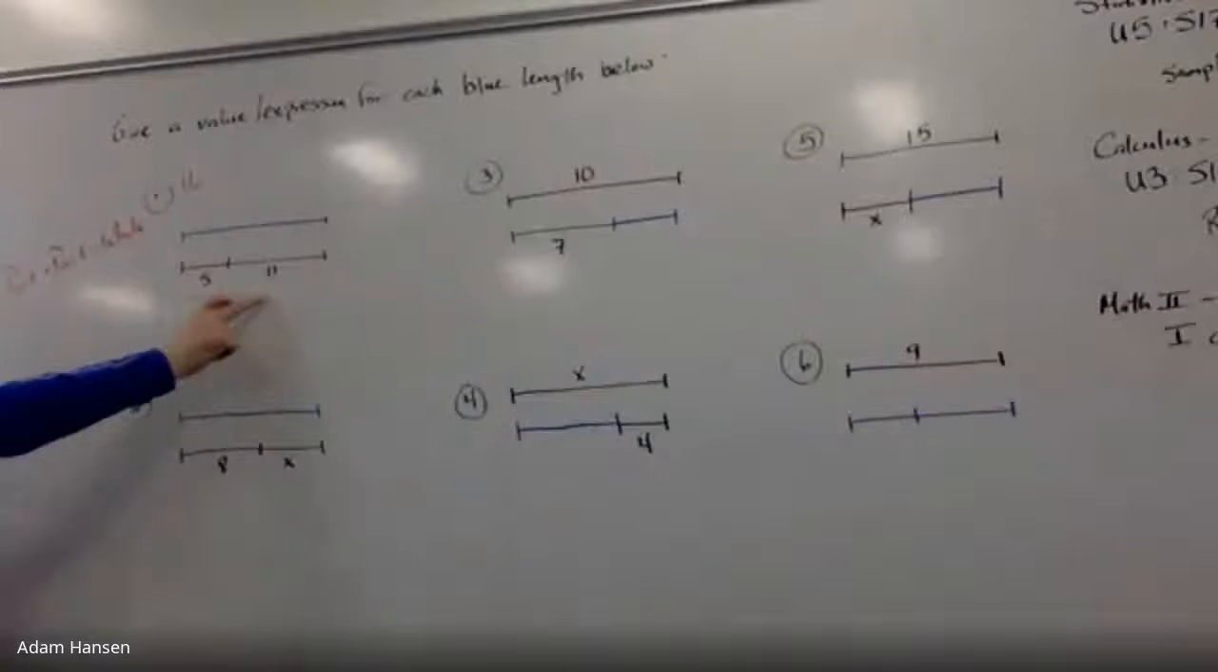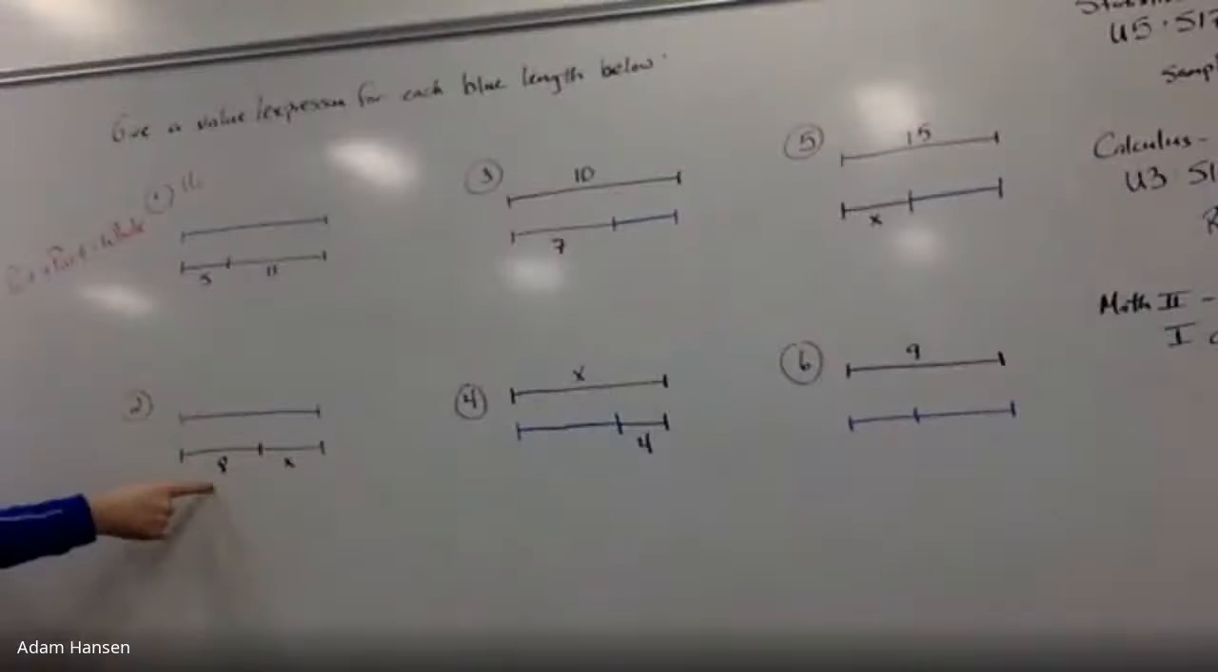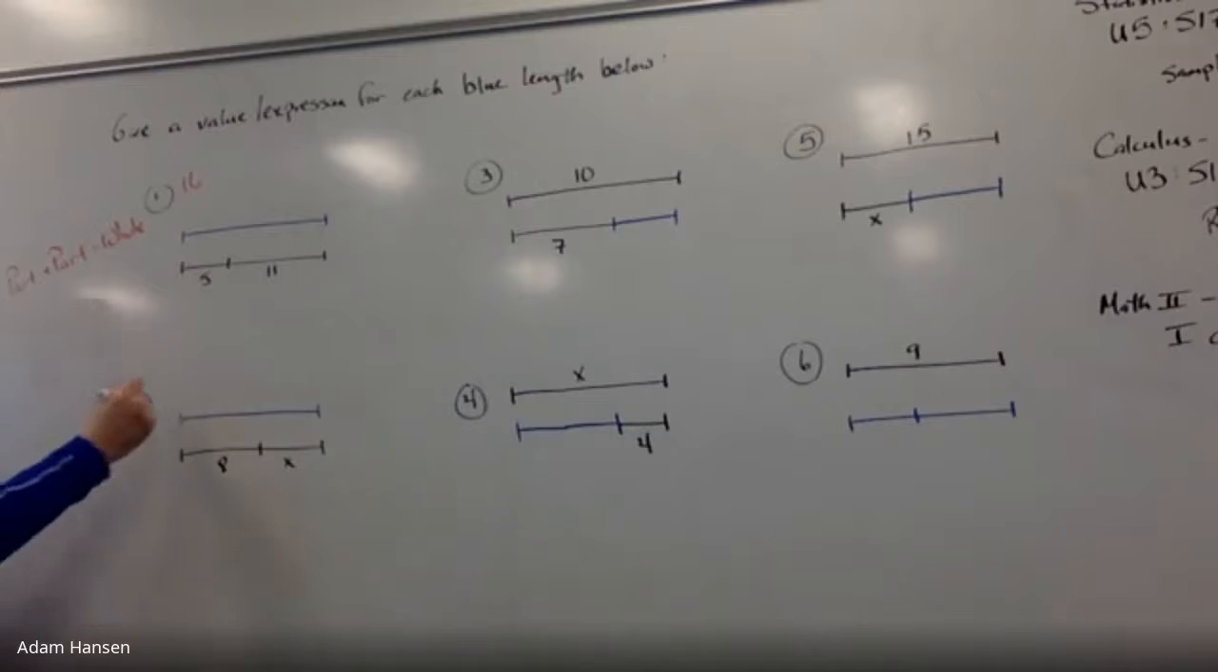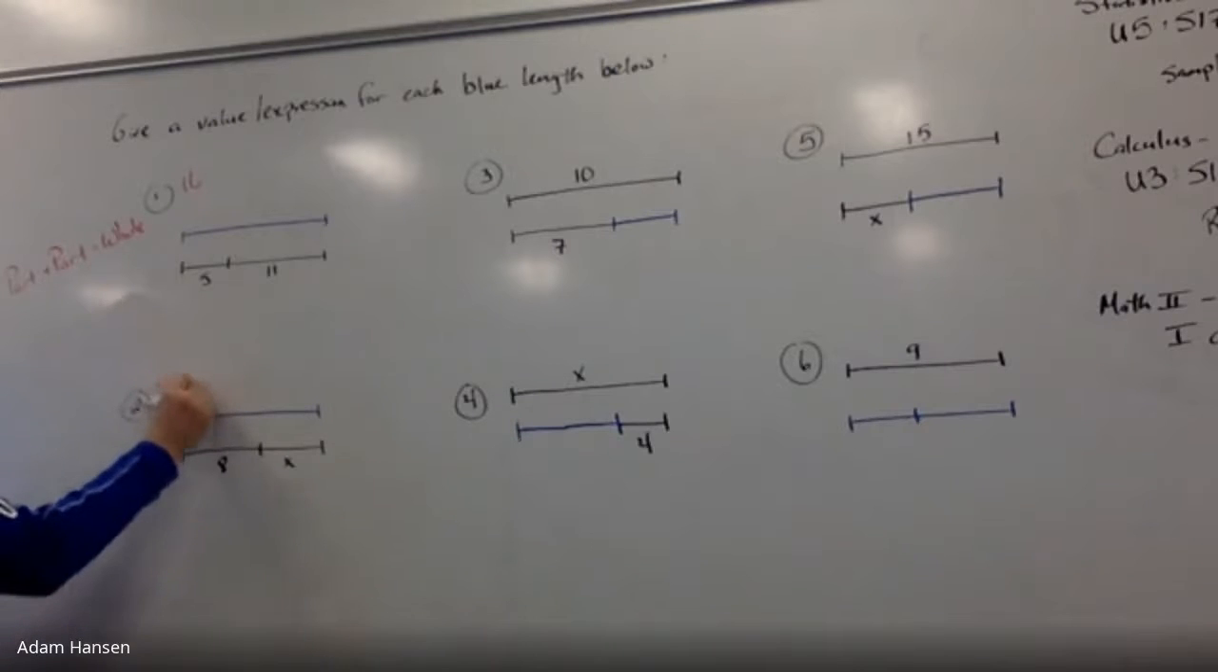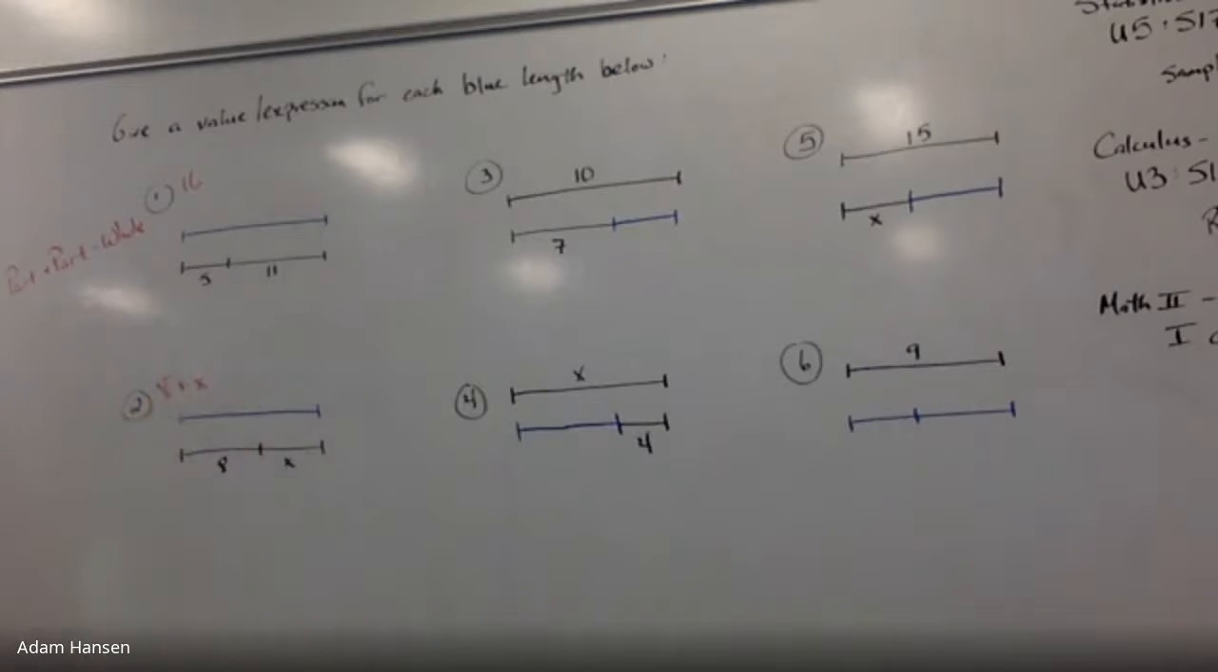For one part, in terms of x for number 2. One part is 8, the other part is given as x. So what would the total distance simply be? 8 plus x. Make some expressions in terms of x. One part is 8, the other is x, so the whole is 8 plus x.